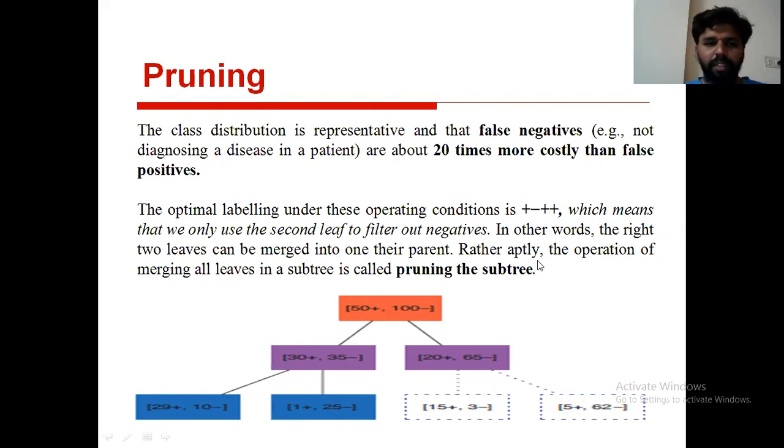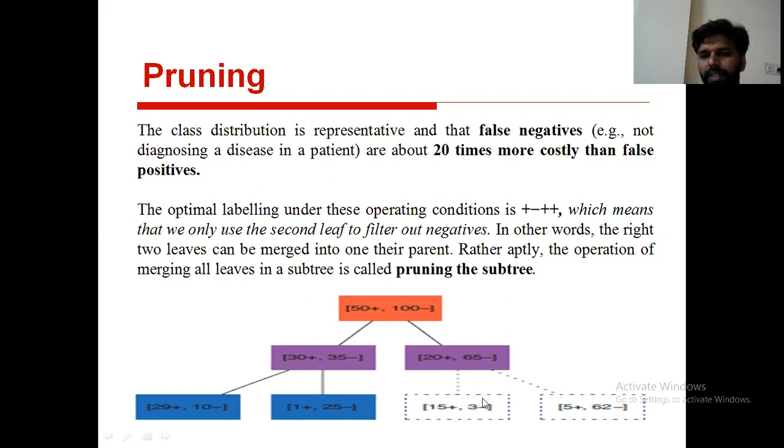Got the point? Here, what is pruning? Merging the subtrees, merging the leaf nodes in a subtree. See, this is the subtree. Observe this point. 20 plus and 65 minus means 20 positives and 65 negatives. This forms a subtree. Simply, the leaf nodes of the subtree are 15 positives and 3 negatives, and 5 positives and 62 negatives.